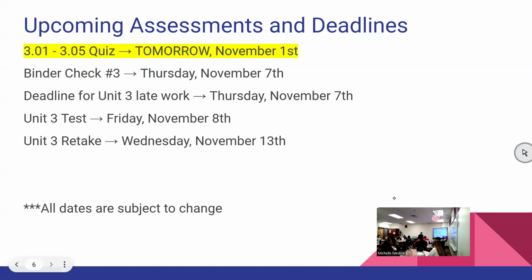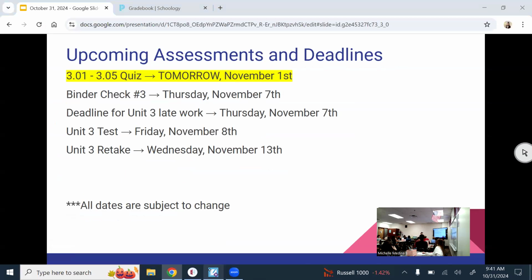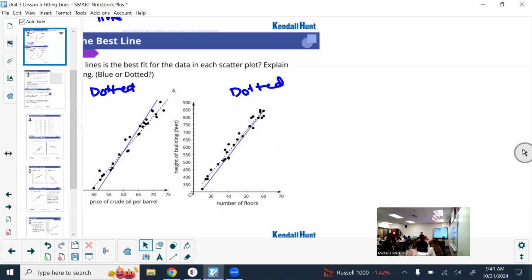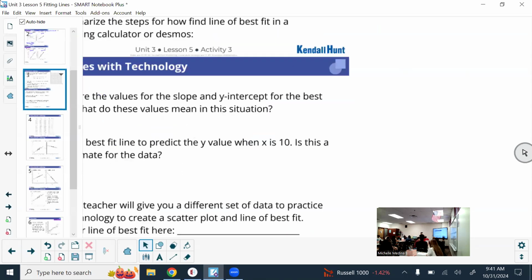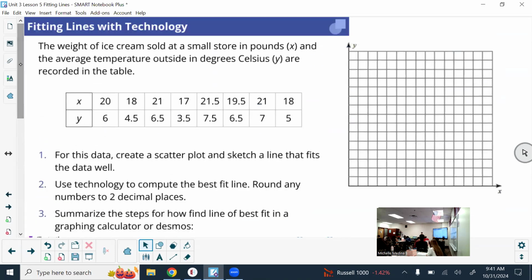So definitely don't lose your notes. Maybe you save them for about a week more. Make sure they're clean.